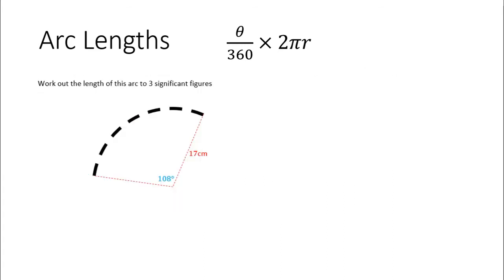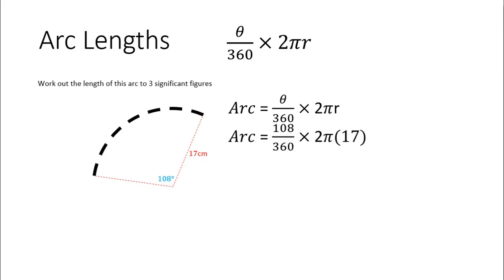Now work out the length of this arc to 3 significant figures. We're not going to get an exact answer this time because we know that this calculation involves the number pi. So let's set up the formula. That's some fraction of 2 pi r. That fraction depends on the angle between the radii, and that angle is 108, and the radius that we're given is 17. So that's 108 over 360 times 2 times pi times the radius, which is 17.